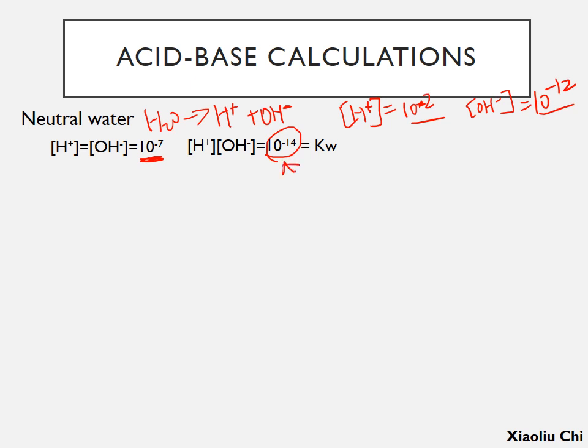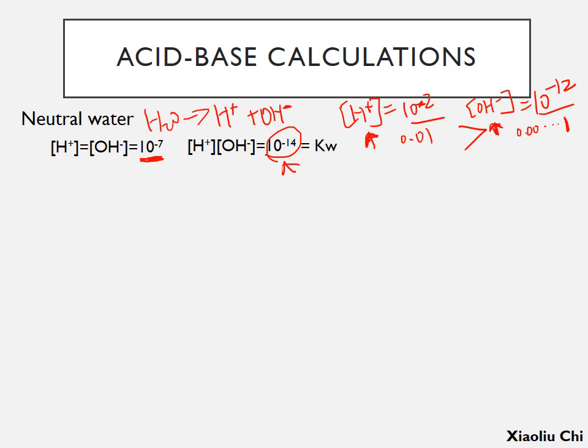Now 10 to the minus 2 means 0.01, and 10 to the minus 12 means 0.000000000001. You have 12 zeros and then 1. So this is a very small number. So 10 to the minus 2 is greater than 10 to the minus 12. So in this non-pure water solution, we have more proton or hydrogen ion than hydroxide ion. And this is called acid solution. So in acid solution, we have more hydrogen ion than hydroxide ion.